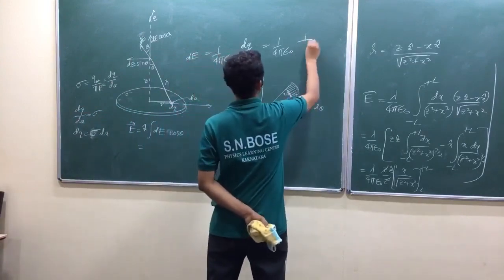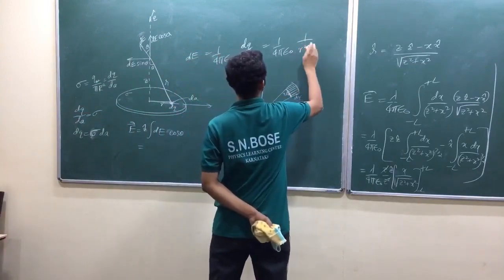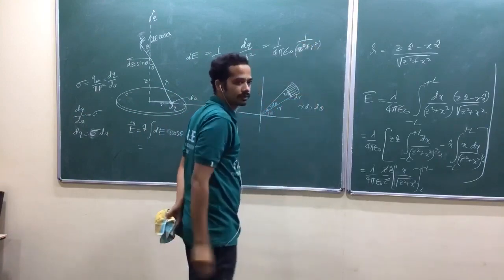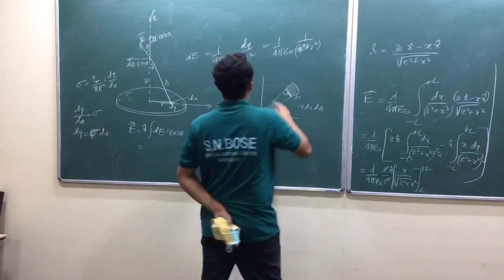R square plus Z square, isn't it? R square plus Z square or Z square plus R square. R is variable, Z is constant. Okay. What is dq?